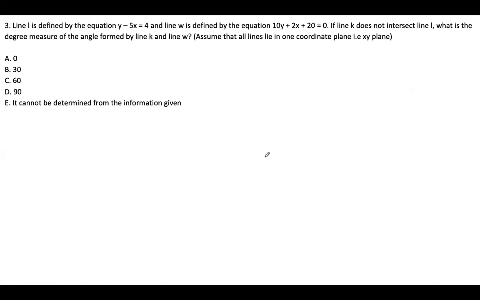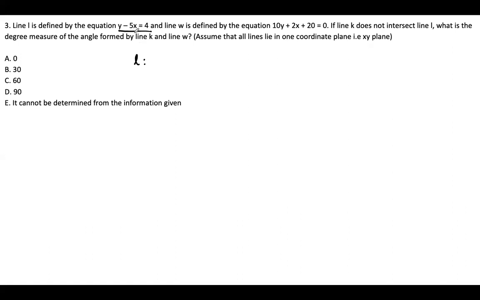Go for this one as well. Line L is defined by the equation y minus 5x equals 4. So what will be the slope of this line, by the way? It would be 5. Okay, and how did you do it?